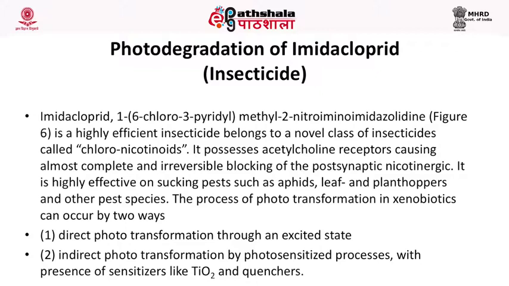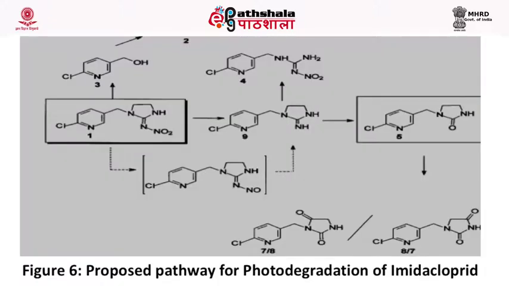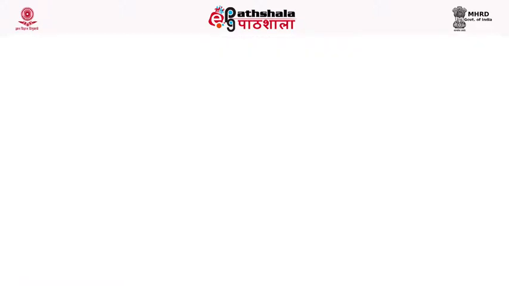The process of phototransformation of xenobiotics can occur in two ways: direct phototransformation through an excited state, or indirect phototransformation by photosensitized processes with the presence of sensitizers like TiO2 and quenchers. The process has been shown in the figure.